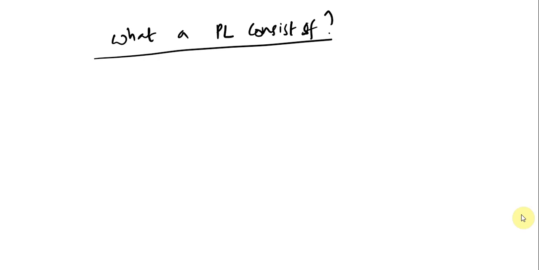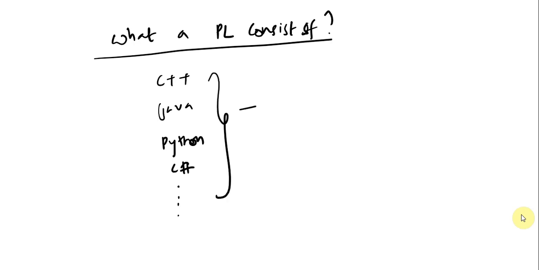So in general, a programming language consists of some common things and common elements. If you take for example C++, Java, Python, C Sharp, and there are a lot of other programming languages available in the market, you can observe that there are some common things between these languages.